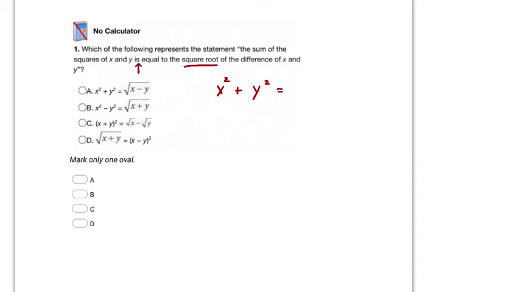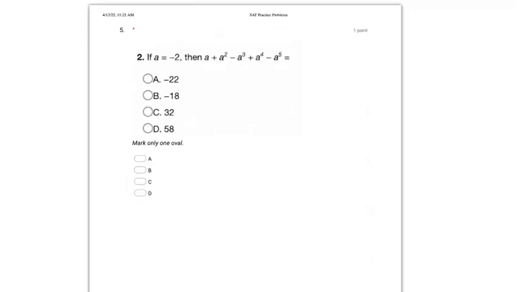The square root of what? We need to know what goes inside: the difference of x and y. Well, the difference of x and y is just found by x minus y or y minus x, but right away we can see that we have an answer. And we're done. Problem number 2.